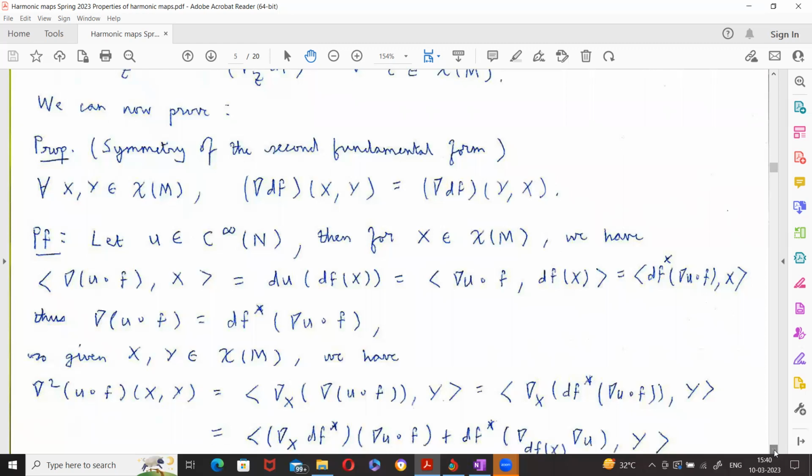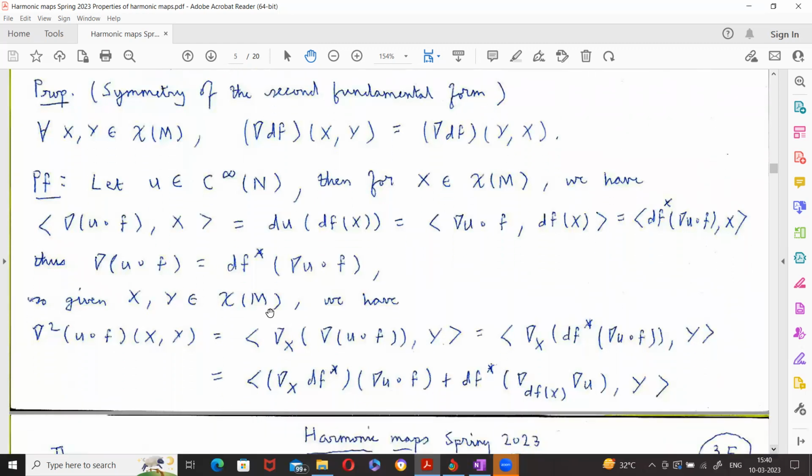Okay, so now let's compute the Hessian of u composed with f. If I take two vector fields x, y on n, let me look at the Hessian of u composed with f acting on x comma y. So by definition, what is this? This is the inner product of nabla x of grad of u composed with f, acting on y. But grad of u composed f is df star of grad u composed with f.